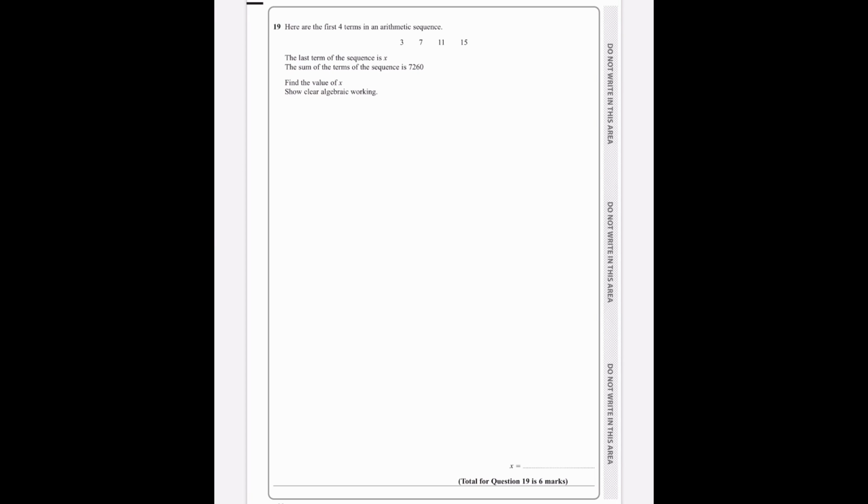Question 19 is the arithmetic sequences one. Well, it gives us quite a lot of information. It gives us the first term, which is 3, and the common difference, which is 4. We can just read that off. I'm going to let capital N be the position of that last term in the sequence, the position of x in the sequence.